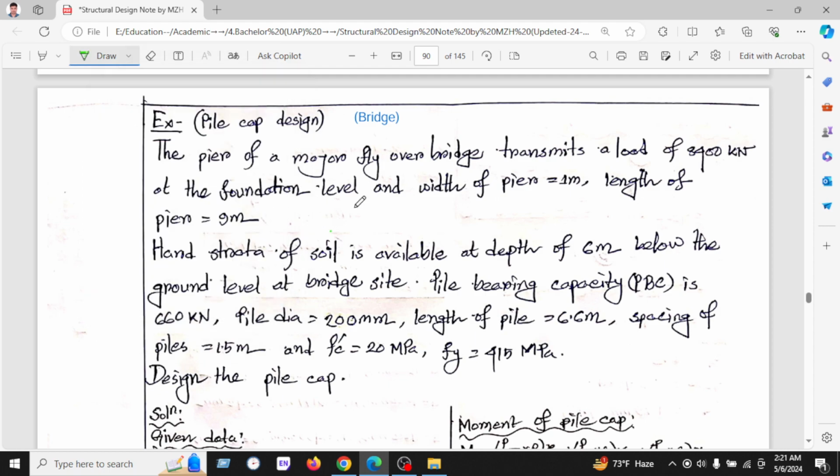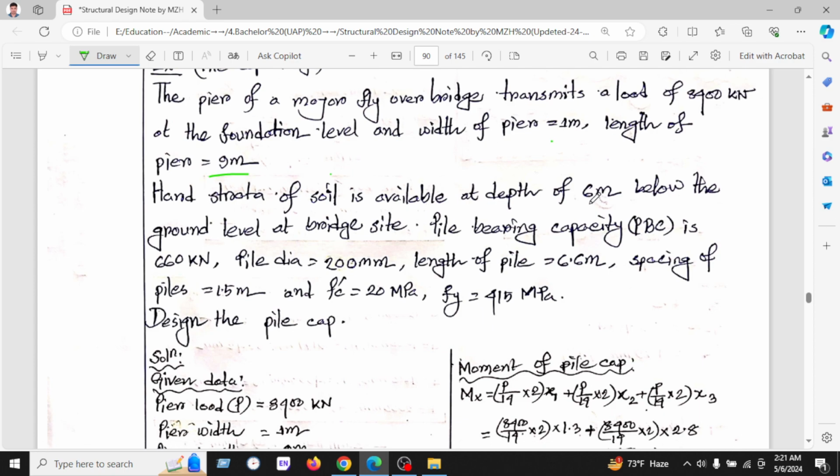The pier of the major flyover bridge transmits a load of 84 kN, 0 kN at the foundation level. The width of the pier is 1 meter and the length of the pier is 9 meter. Hard stratum soil is available at a depth of 6 meter below the ground level of the bridge site, and pile bearing capacity is 660 kN. Pile diameter is 200 millimeter, length of pile 6.6 meter, spacing of piles 1.5 meter, compressive strength of concrete 20 MPa, and yield strength of steel is 415 MPa.